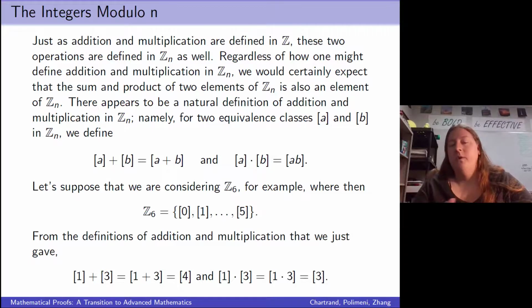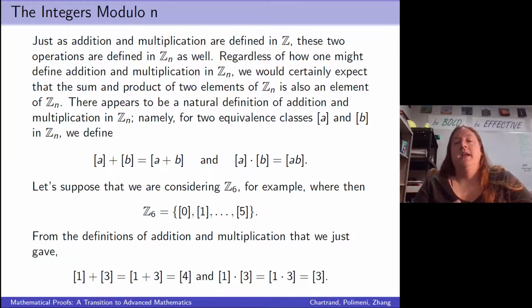So we might expect these things to behave the same way they do on the integers, and they do, more or less. If I add the equivalence class of A plus the equivalence class of B, I should get the equivalence class of A plus B. And similarly, if I multiply the equivalence class of A times the equivalence class of B, I should get the equivalence class of A times B. So let's look at some examples and see how this actually behaves.